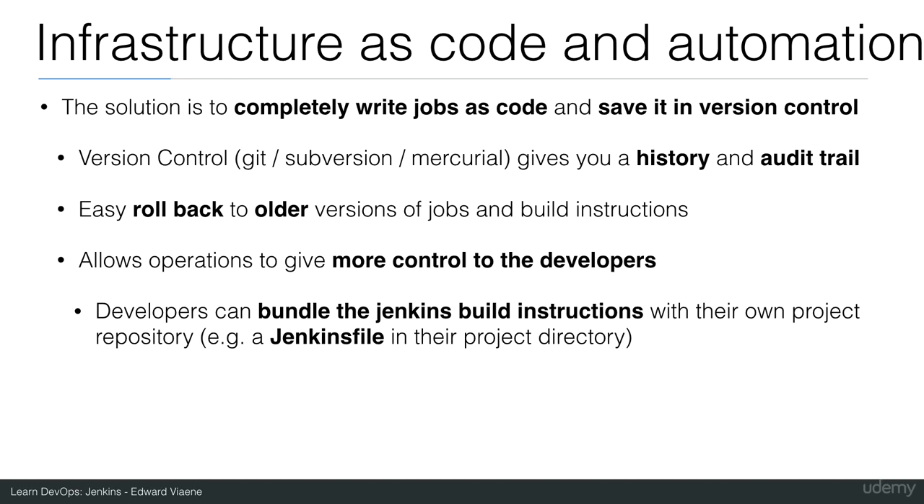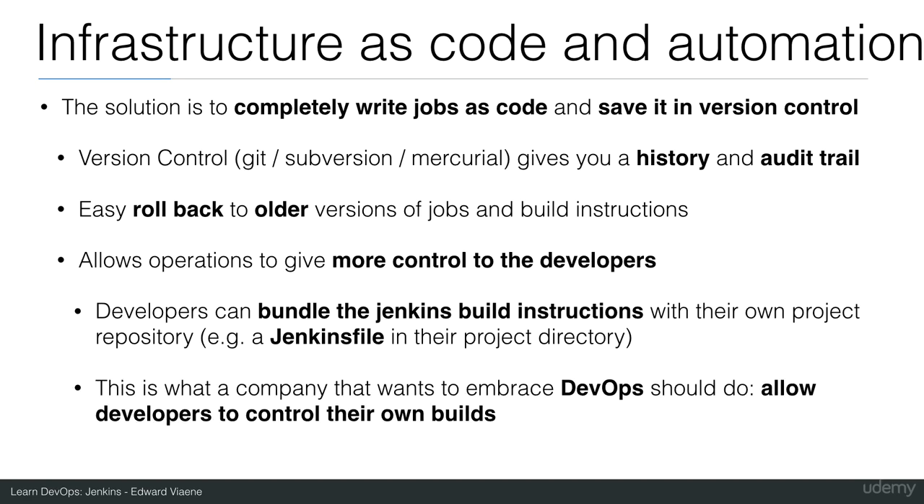Developers can bundle the Jenkins build instructions with their own project repository. For instance, they can have a Jenkins file in their project directory, so they can make changes to the build parameters themselves. You'll have a history, an audit trail, you can easily do rollbacks. This is what a company that wants to embrace DevOps should do. Allow developers to control their own builds.